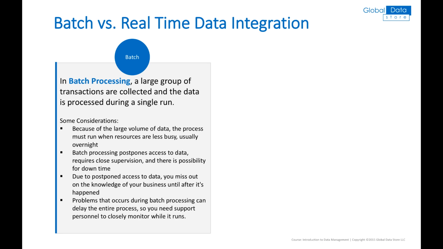Here are some considerations about batch processing. Because of the large volume of data, the process must run when resources are less busy, usually overnight. Batch processing postpones access to data, requires close supervision, and there is possibility for downtime. Due to postponed access to data, you miss out on the knowledge of your business until after it's happened. And problems that occur during batch processing can delay the entire process, so you need support personnel to closely monitor while it runs.